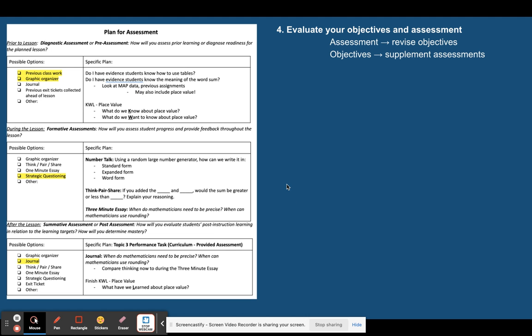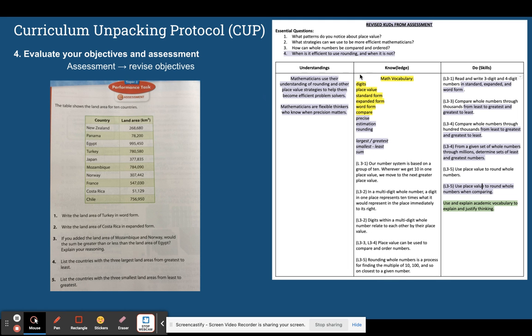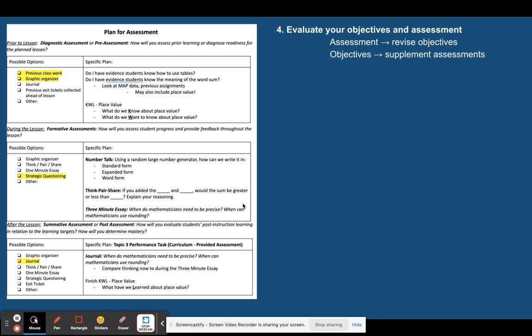So now that I've made those revisions to my KUDs, I also know that my objectives can lead to me wanting to do some supplemental assessments. If I switch back to my slide quickly, there are some of these areas within my KUDs that aren't necessarily covered in my assessment, and I want to make sure that I'm building in assessment opportunities along the way, so by the time that my students come to that assessment at the end, they're really prepared to be successful.